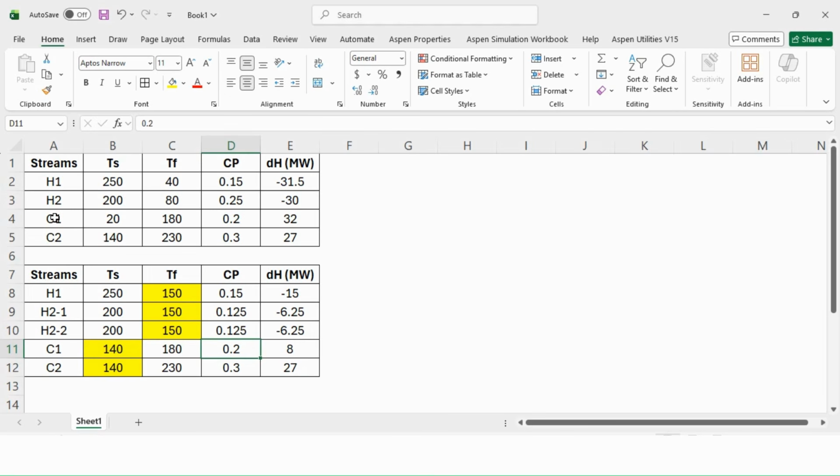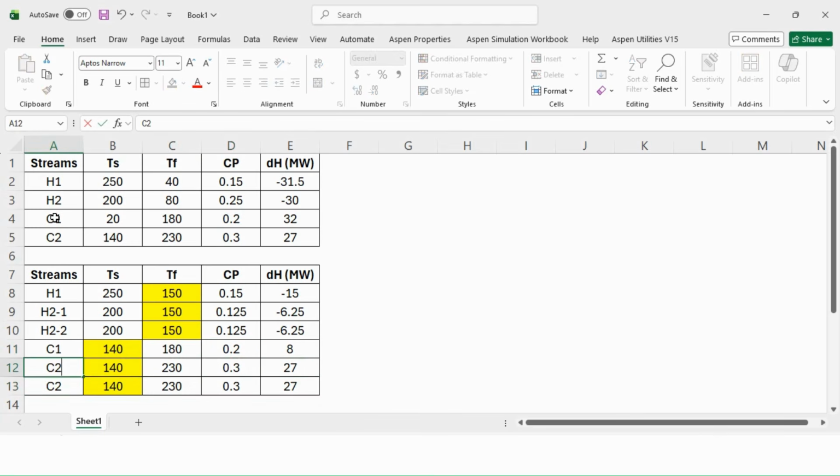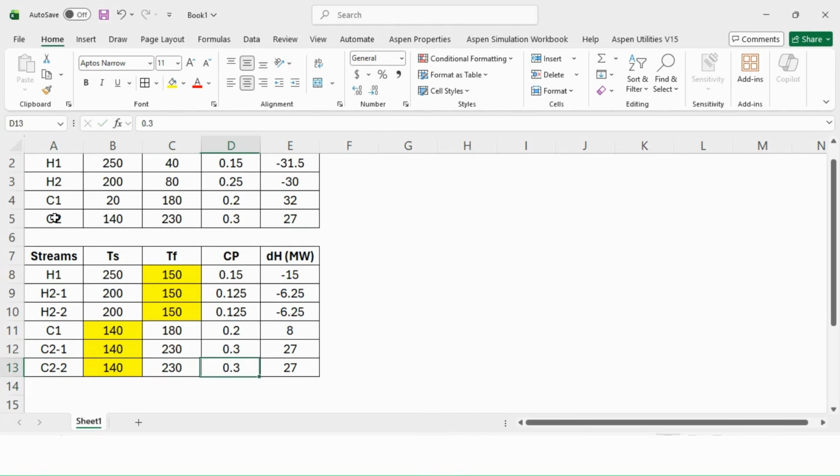So what we need to do now? For this, we need to obviously split the cold stream, but which one of them? Obviously, we cannot split this C1 because it will again create the same issue. So we need to split the stream C2. For this, we can call it C21 and C22, with 0.15 and 0.15.